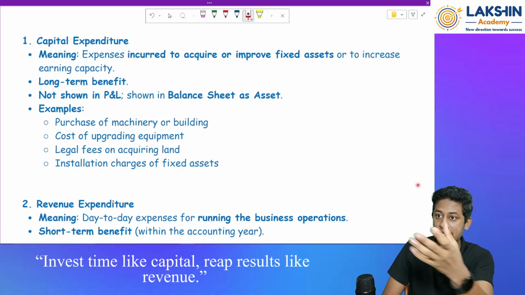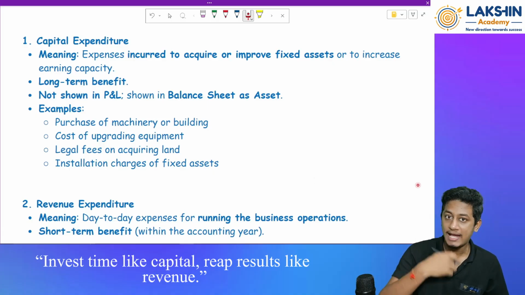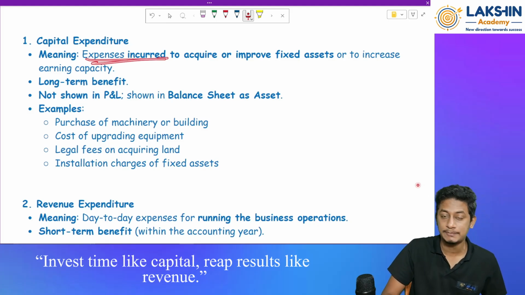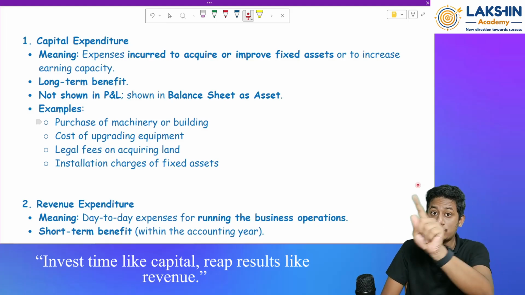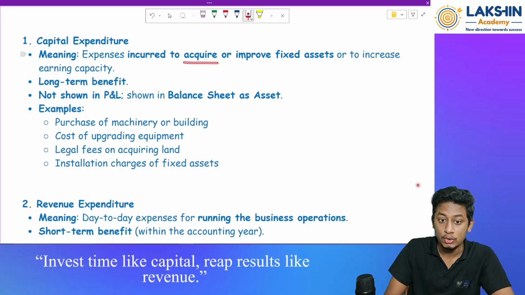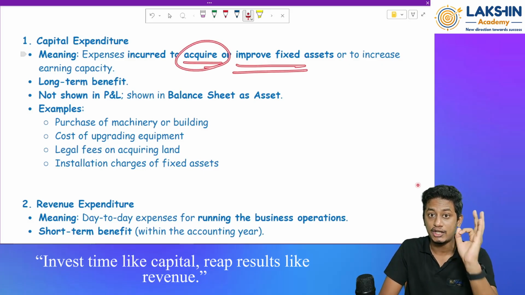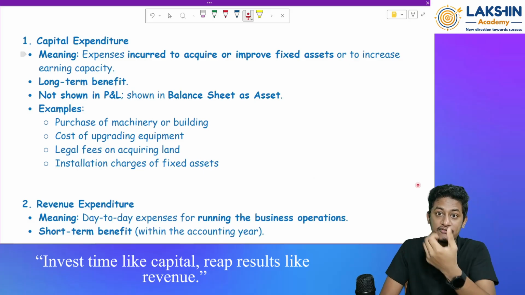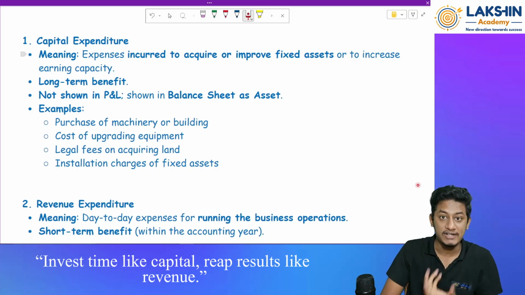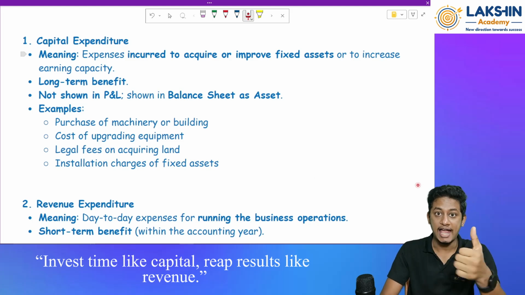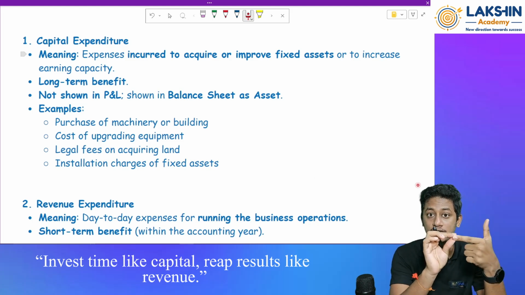So whenever I purchase a machinery, what do I pay? I pay through cash. That means I am paying out something. I am incurring an expense. But for what is this expense being incurred? To acquire or improve a fixed asset. In this case, it is an acquisition of a fixed asset. I am buying a fixed asset, right? What do you mean by fixed asset? Anything that you buy, that has a long term benefit and is not a recurring expense.